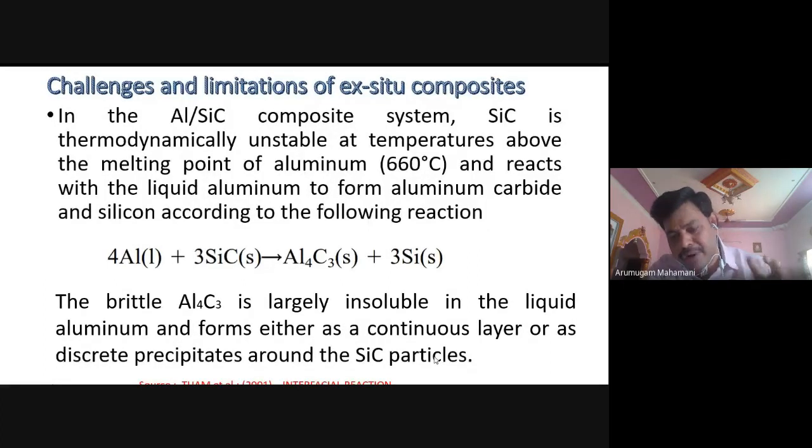It will show 40%. Literature, they will give some value. You will get 50 to 60%. So now I am clearly telling, if anybody goes for Al SiC composite, you don't give your temperature more than 660, right? Then only you will get a good strength.